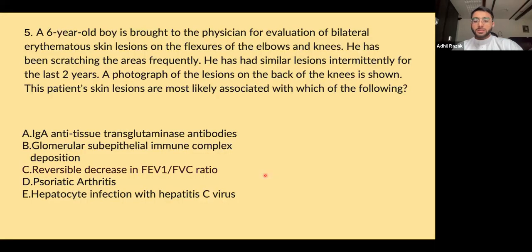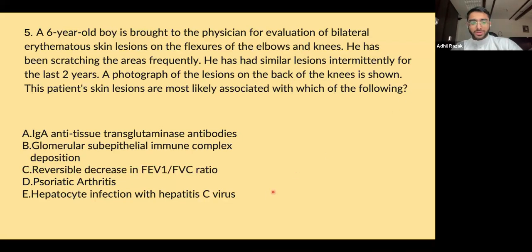All right, next question. It's a 6-year-old boy. He presents for evaluation of bilateral skin rash, erythematous skin lesions on the flexor surfaces of the elbows and the knees. He has been scratching the area frequently, and he has had similar lesions intermittently for the past 2 years. A photograph of the lesion is shown.